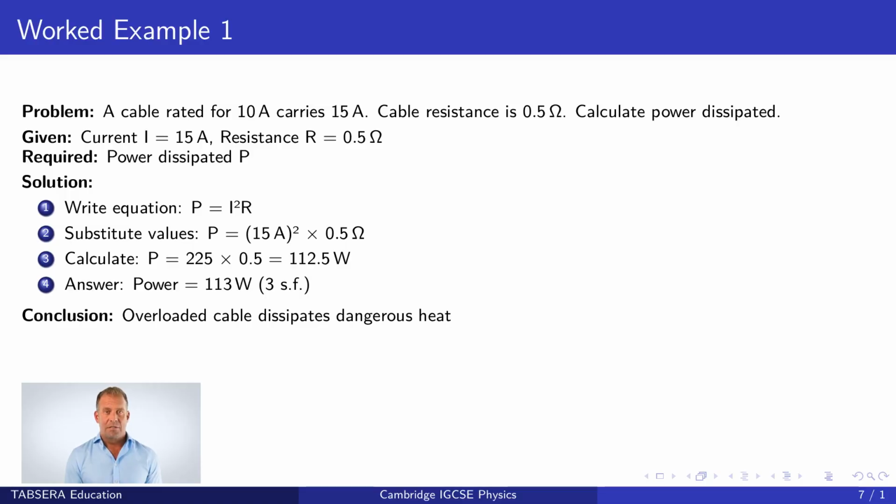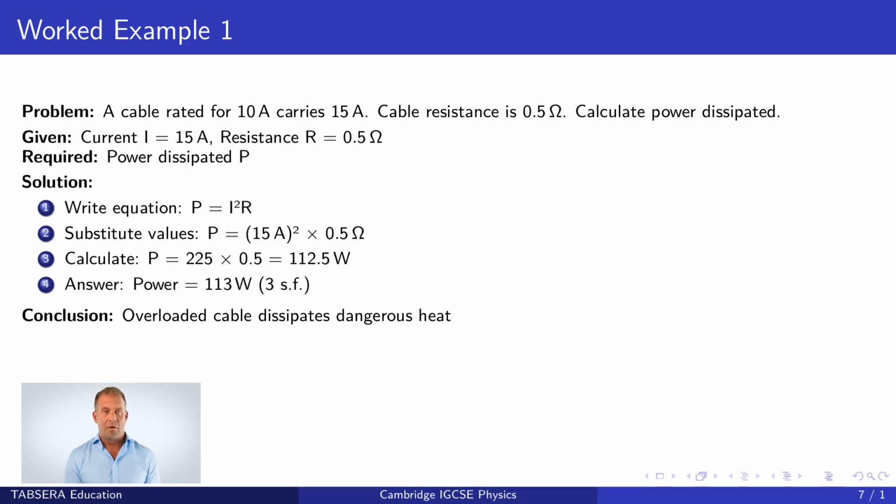Let's work through our first example. The problem states, a cable rated for 10 amperes carries 15 amperes. Cable resistance is 0.5 ohms. Calculate power dissipated. We are given current I equals 15 amperes, resistance R equals 0.5 ohms. We need to find power dissipated P.